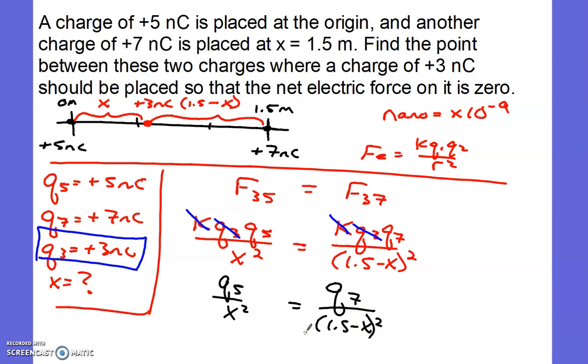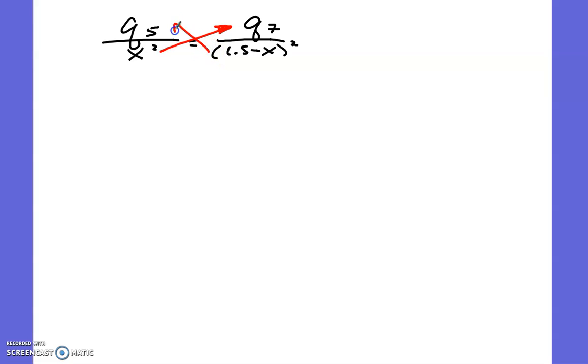Now I'm going to rewrite this. I'm out of room here, so I'm going to go to a new page and rewrite that. Q5 over x squared equals Q7 over the quantity 1.5 minus x squared. Now I'm going to cross multiply here. So I'm going to multiply x squared and Q7, and I'm going to multiply 1.5 minus x squared and Q5.